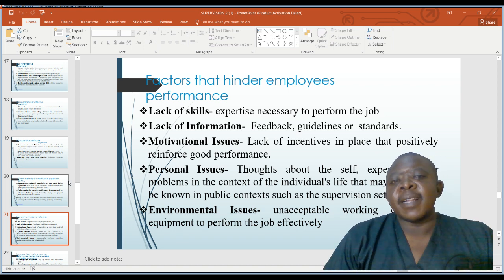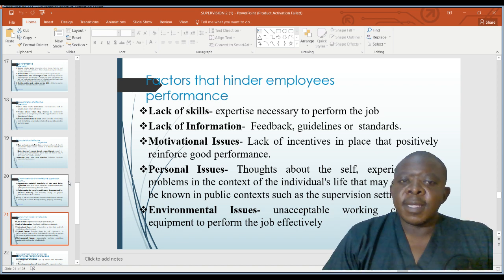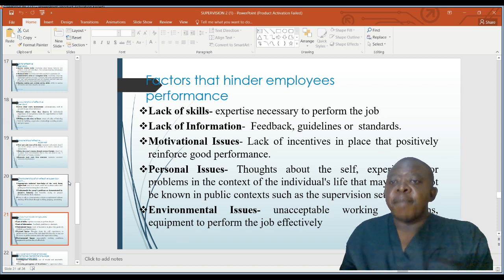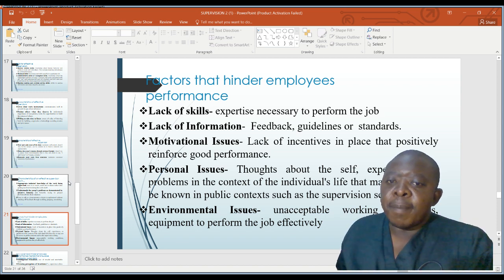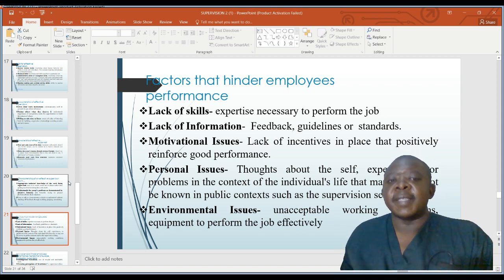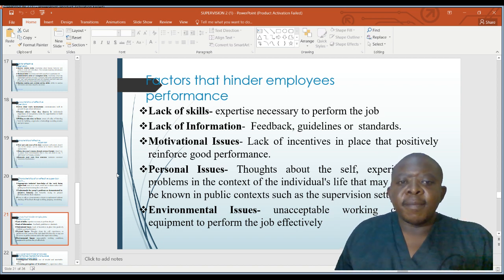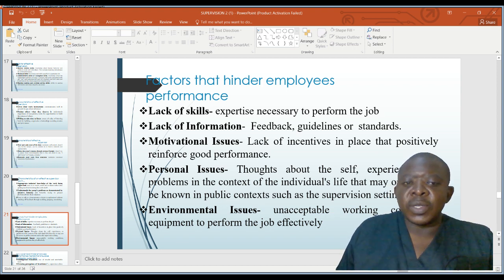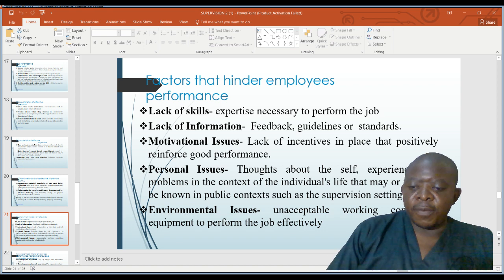The other factor is motivational issues, like lack of incentives in place that positively reinforce good performance. Then the next one is personal issues. That is to do with thoughts about the self, experiences, or problems in the context of the individual's life that may or may not be known in public contexts such as a supervision setting. The other factor may be environmental issues, and that is to do with unacceptable working conditions, lack of equipment to perform the job effectively, and the likes.